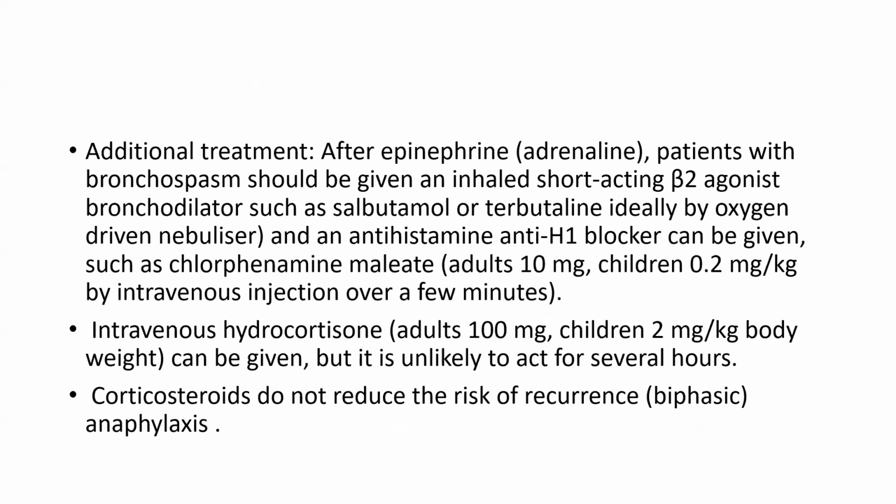Additional treatment. After epinephrine, the patient with bronchospasm should be given inhaled short-acting beta agonist bronchodilator such as salbutamol or terbutaline, ideally by oxygen, or antihistamine. Anti-H1 blocker can be given such as chloramphenicol maleate. Intravenous hydrocortisone, that is in adult 100 mg, and in children 2 mg per kg of body weight can be given, but it is unlikely to act for several hours. Corticosteroids do not reduce the risk of recurrence.